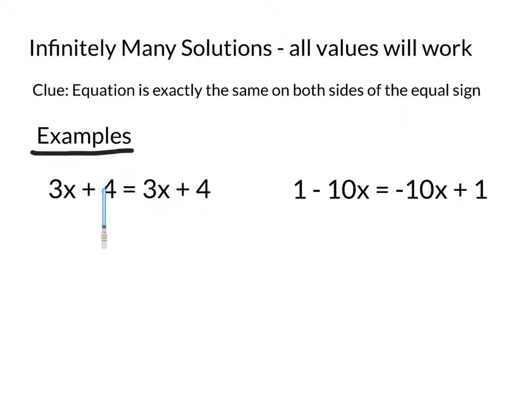Here we have 3x plus 4 equals 3x plus 4. This is infinitely many solutions. It is always true. 3x plus 4 always equals 3x plus 4.